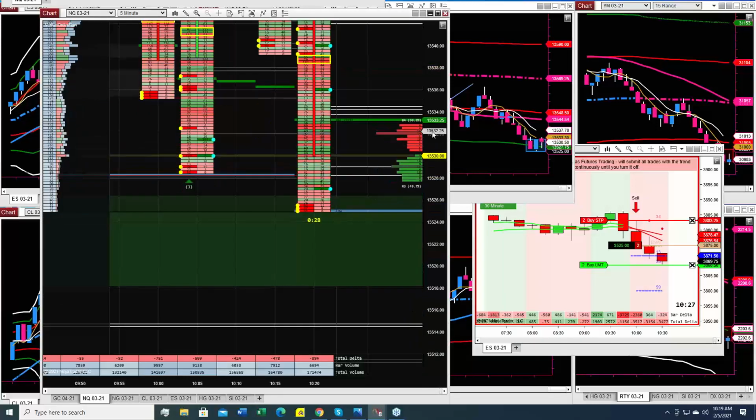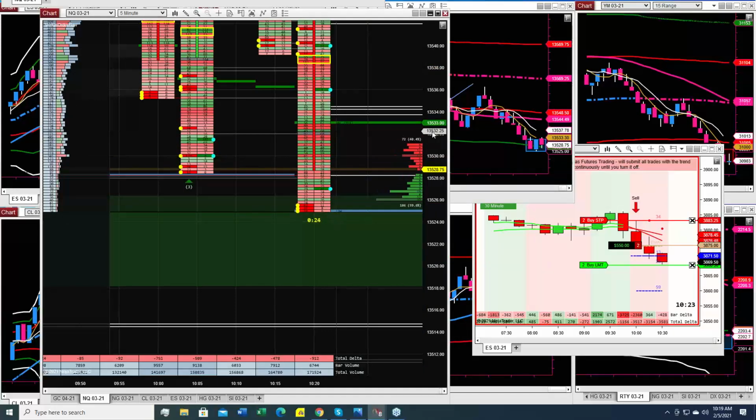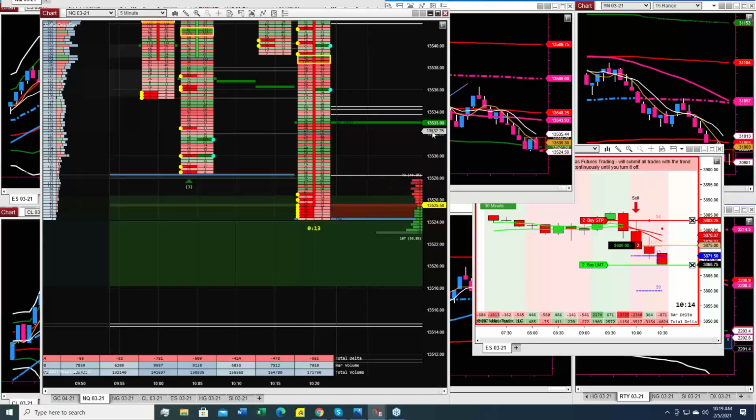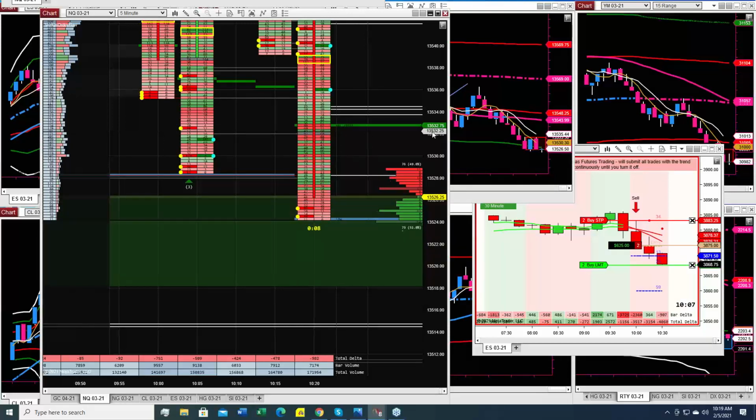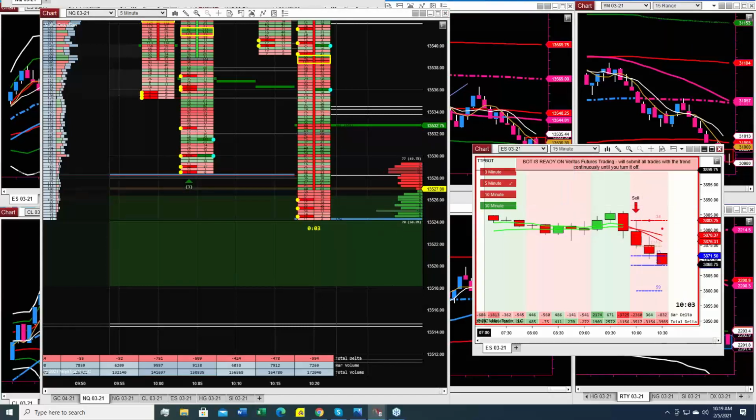Because my bias is short right now. It's coming down to 14, 15. There it goes. Target filled. Both targets hit on the bot on the ES 15 minute.